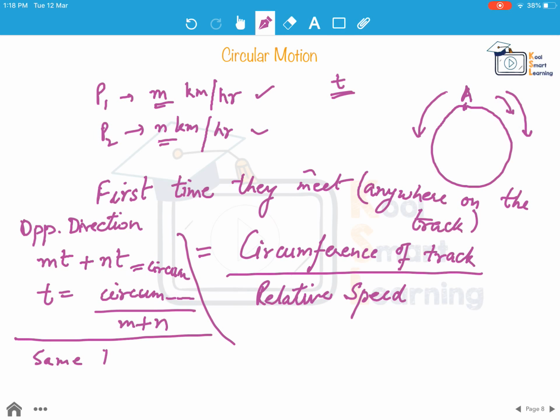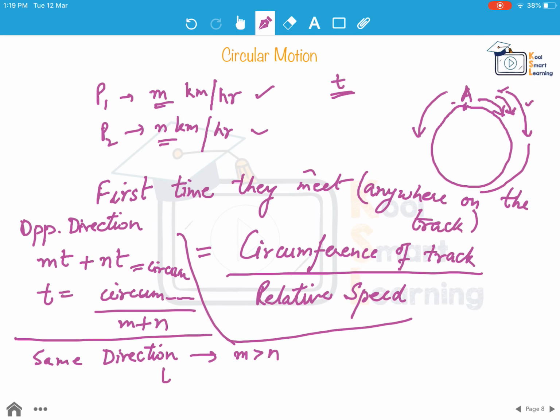Now if they are moving in the same direction, they would meet when one person would have covered one more circumference than the other. Obviously, if they are moving in the same direction, at least one of the two would have definitely covered this whole circumference and started the second round when he will cross over the first person who's moving at a lesser speed. Right? So in that case, let's first of all assume m is greater than n. One has to be greater than the other. We have to assume that.